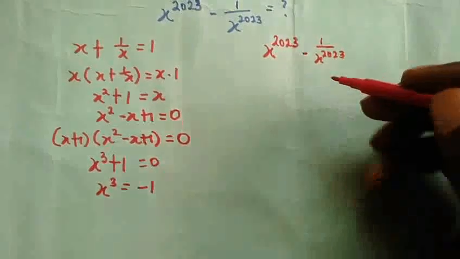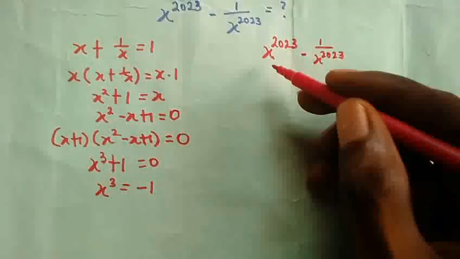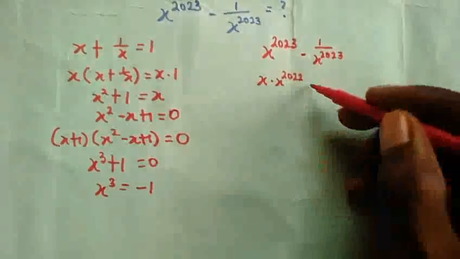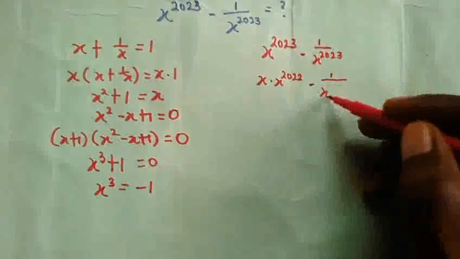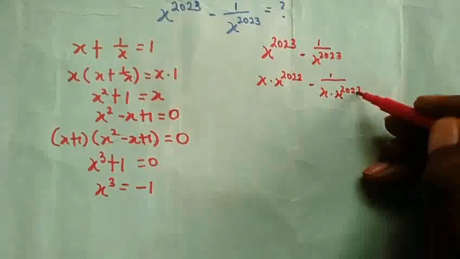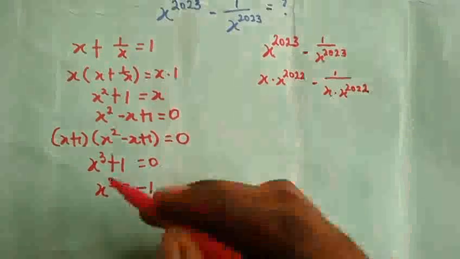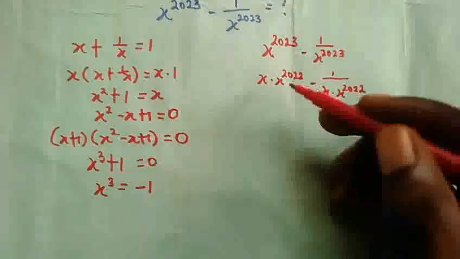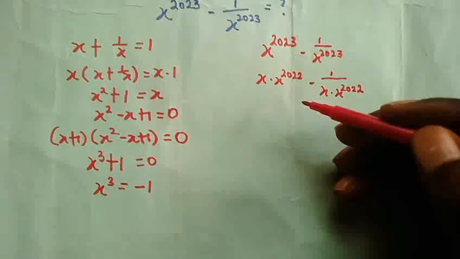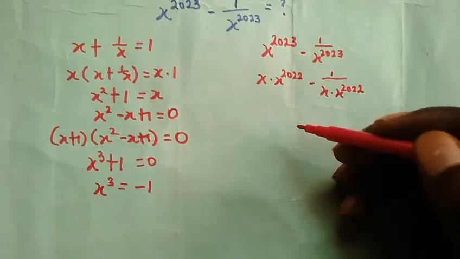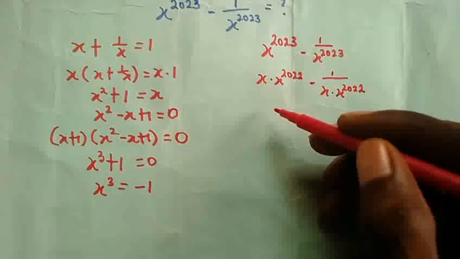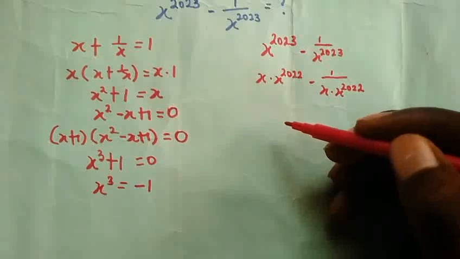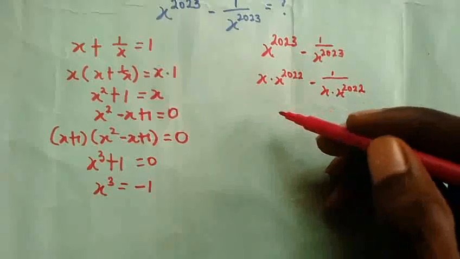Let's think of rewriting this x raised to 2023 as x times x raised to 2022, then minus 1 over x times x raised to 2022. Now we have the value of x cubed here to be negative 1. Now our question is, is 2023 a multiple of 3? The answer to the question is yes, since we know that 674 times 3 will give us 2022, and 674 is an even number.